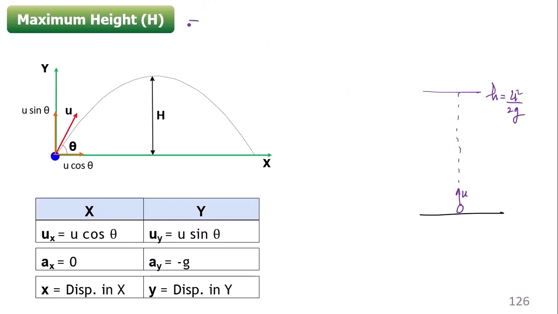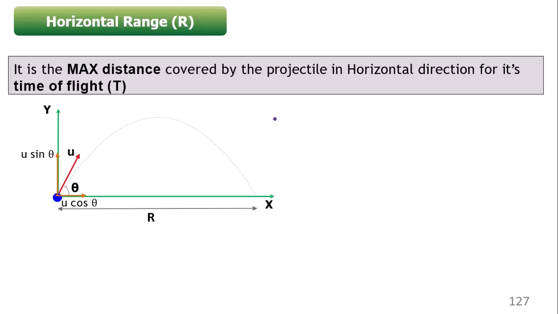The only thing is that u has to be replaced by uy. What is uy? uy is u sine theta. So the formula is u sine theta whole square by 2g. So this is the maximum height attained by the particle, that is called the capital H. Okay. And last is the range.